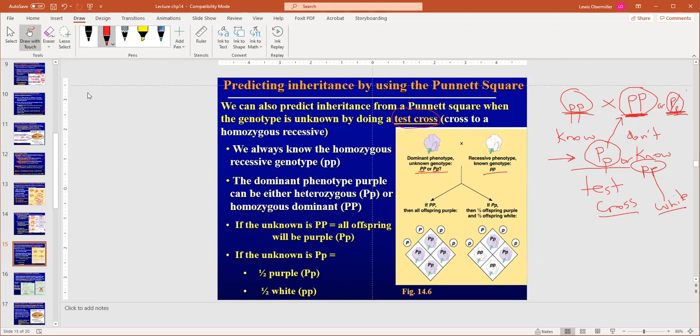So let me just write over here. If I did big P to little p, all the offspring would be big P, little p, which would be purple. I could see that right away. There'd be no white ones.